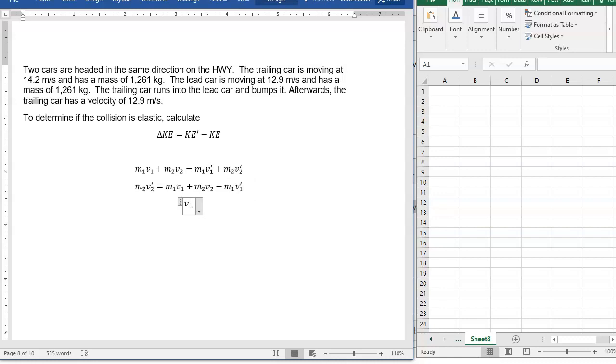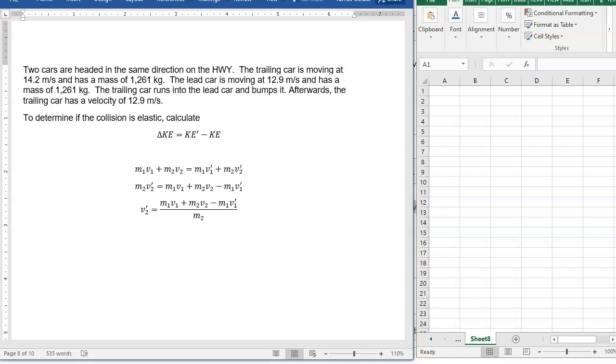We can just divide both sides by m2, parentheses, copy all of that, paste it in, divide by m2. So now I've divided through by m2, we have an equation for v2 prime.